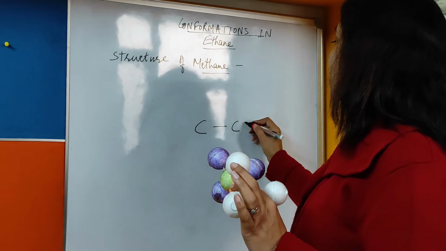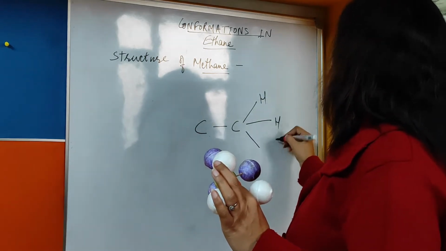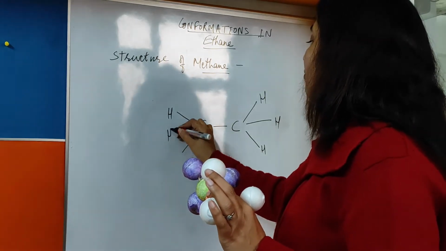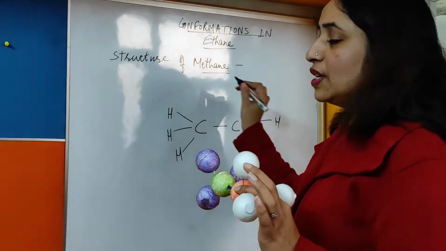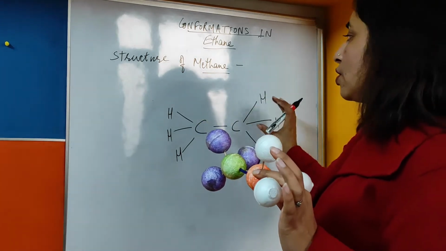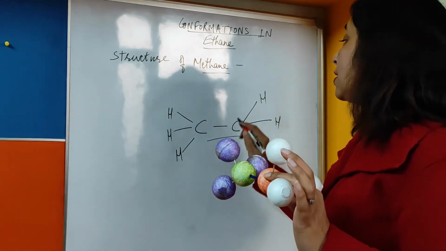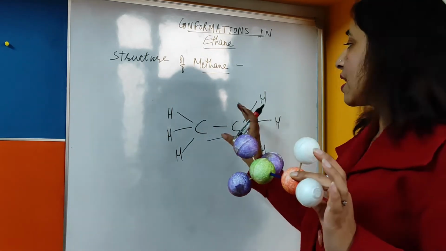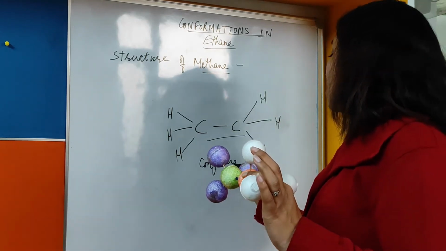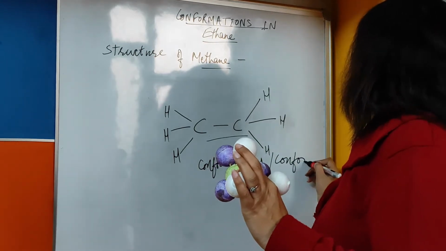This is one carbon, this is another carbon. This is how the arrangement of hydrogens is, like this. And when I rotate, the arrangement of these hydrogens will be changing, and the changed or different arrangement of the hydrogens around the carbon atom is called conformations. We are getting an infinite number of conformations, so these are called conformations, or conformers, or rotamers.